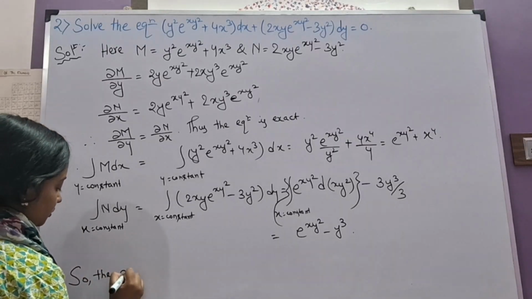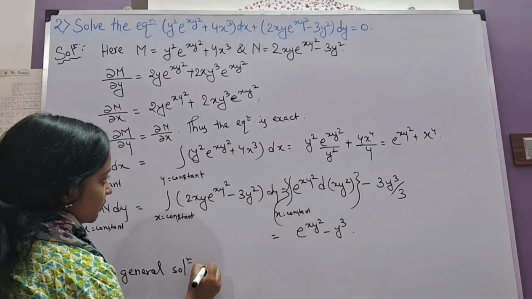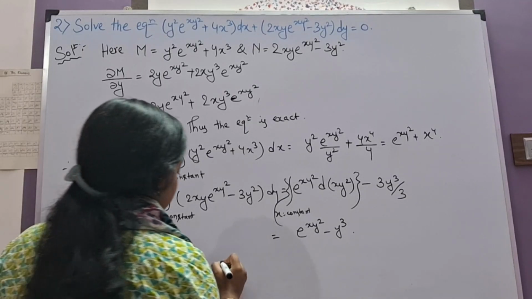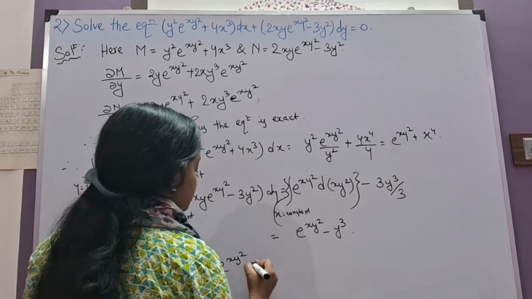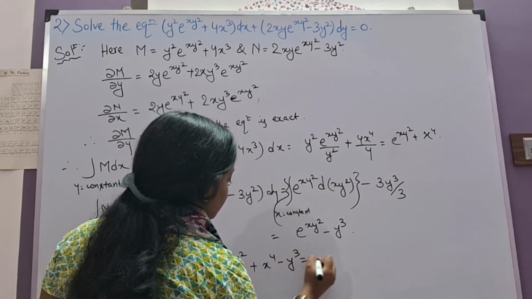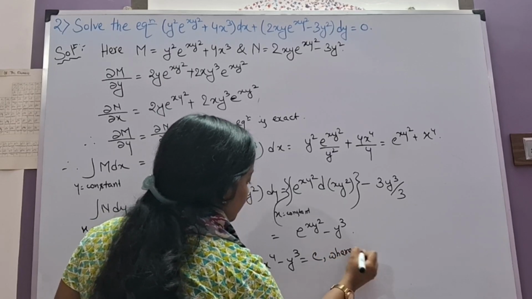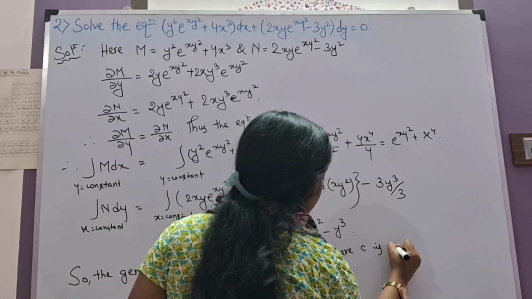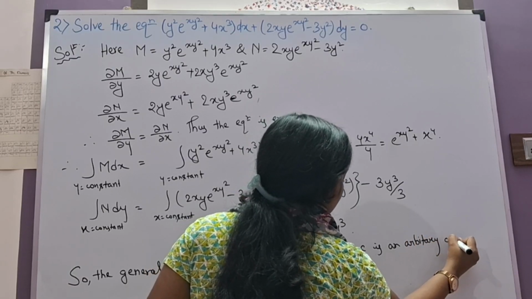So, the general solution is e to the power xy square, which will be counted once because it is repeated, plus x to the power 4 minus y cube equal to c, where c is an arbitrary constant.